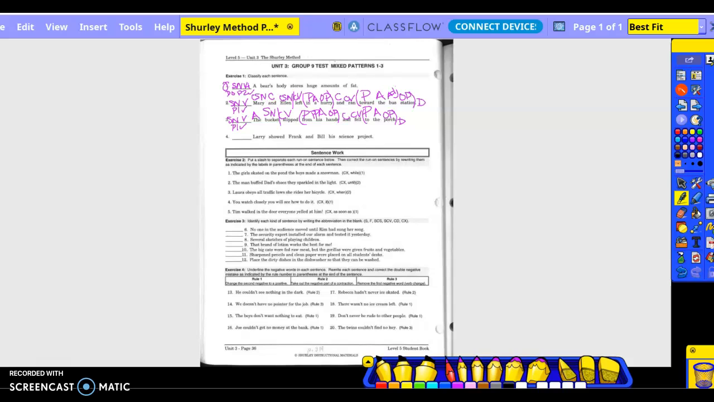Natural. Larry showed Frank and Bill his science project. Who showed Frank and Bill his science project? Larry, right? Subject noun. What is being said about Larry? Showed what? Project, right? Is project the same thing as Larry? No. So direct object. Showed becomes the verb, transitive. Showed the science project to whom? So compound indirect object.